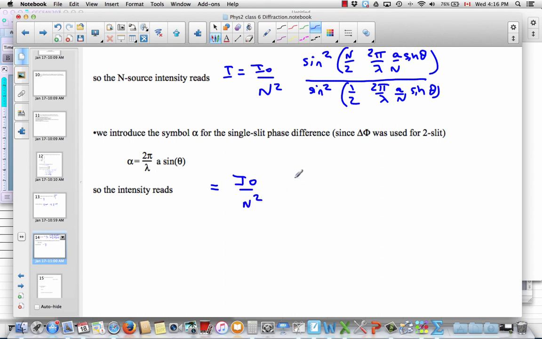It'll be I naught over n squared. Then it'll be sine squared. The n's are going to cancel here, and so you're just going to have a half. So this will just be alpha over 2. And then down in the bottom, we've got sine squared. And here's the alpha, but the n doesn't cancel there. It's alpha over 2n. And what we're going to do now is take the limit as n becomes really, really big, because obviously we have an infinite number of sources in that small gap.